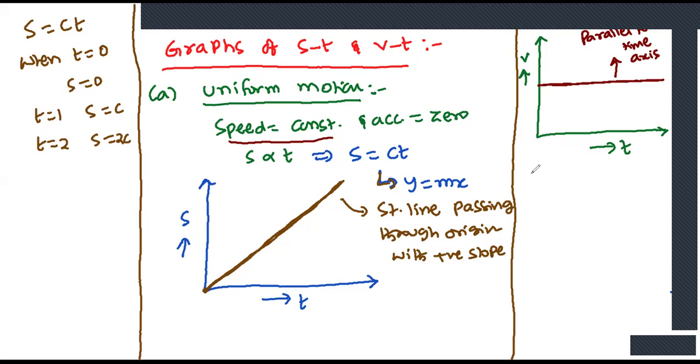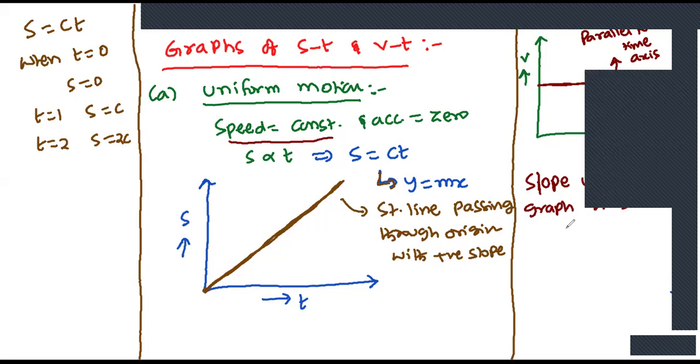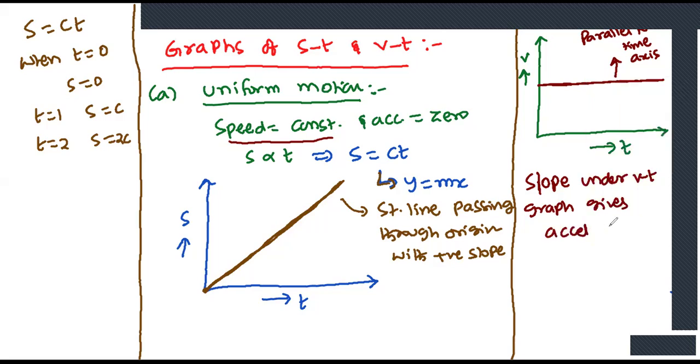So slope under the VT graph gives displacement. Can I say? Sorry, acceleration.